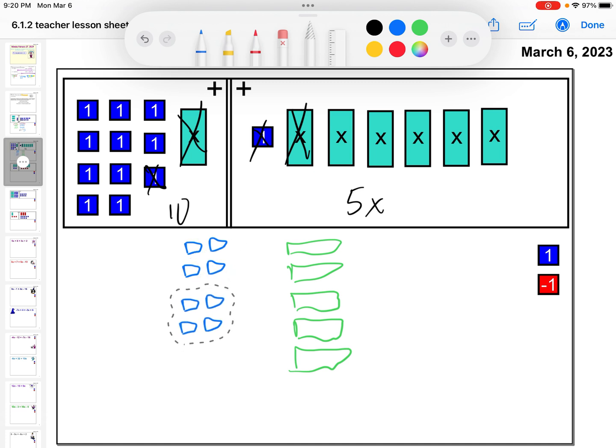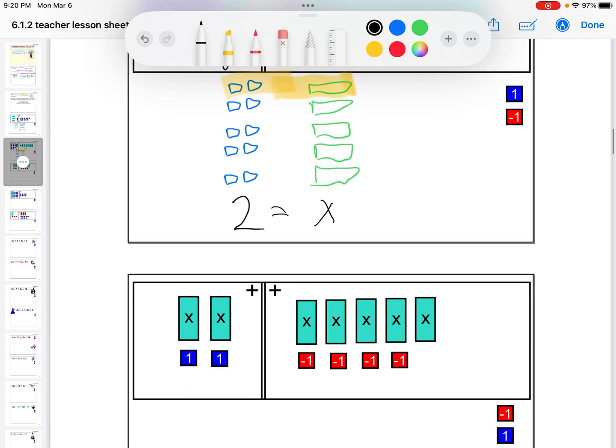And there we go. Nothing like duplicating some bad 1-unit tiles. Okay, so what does that mean? That means that for each x tile, I have 2 positives, right? So that says that for each x equals 2, positive 2.